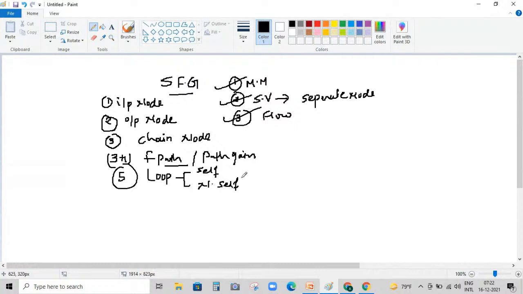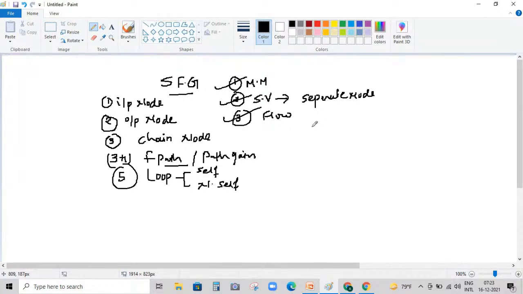In the same way, we defined the concept of loop gain. So what is loop gain? It is simply the product of the gains of branches which are responsible for the formation of that particular loop. Then we discussed the concept of pair of non-touching loops and pair of touching loops. Pair of non-touching loops means what? Loops which do not have any common node between them. Those pairs of loops are called non-touching pairs of loops. In the same way, if two or more loops have at least one common node between them, that is called a pair of touching loops.